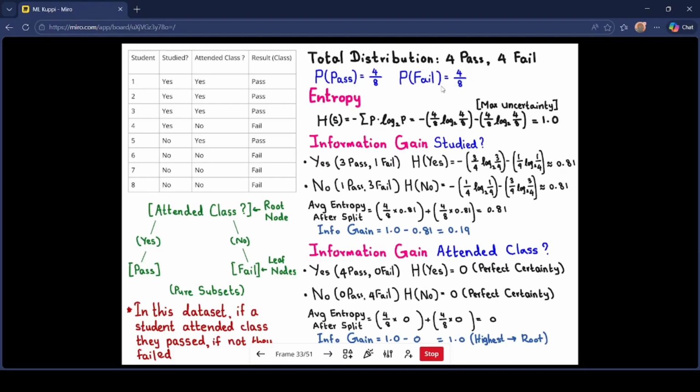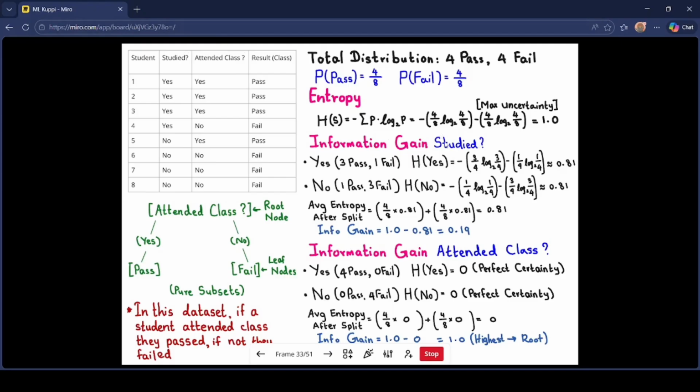Since it's exactly 50-50, it is very hard to find the outcome. We can't just guess our outcome, so we encounter maximum uncertainty in this case. Now that we have calculated the entropy, we are going to calculate the information gain. We have to calculate information gain considering each attribute, because we are going to select the best attribute.